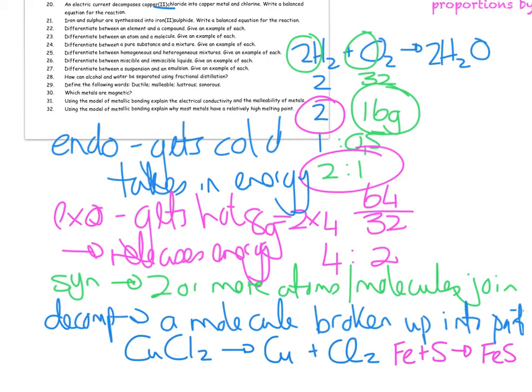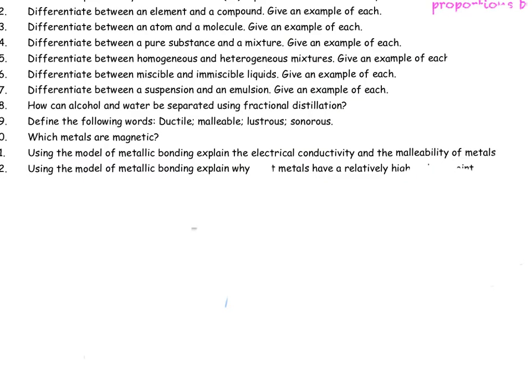Differentiate between an element and a compound. Give an example of each. If we're differentiating between an element and a compound, then we're going to say an element comes from the periodic table, and a compound is when elements have joined together to form a new molecule. So it's elements together with a new molecule.